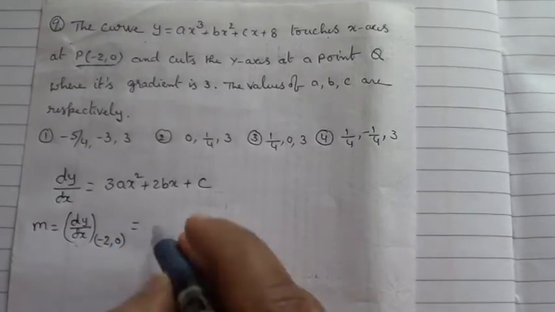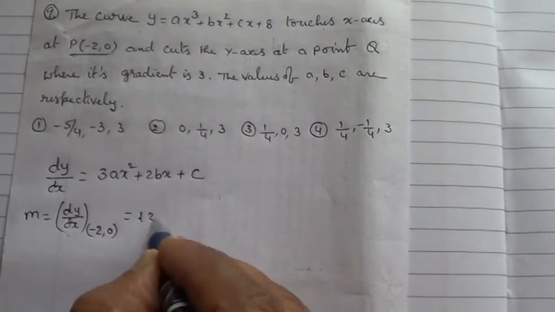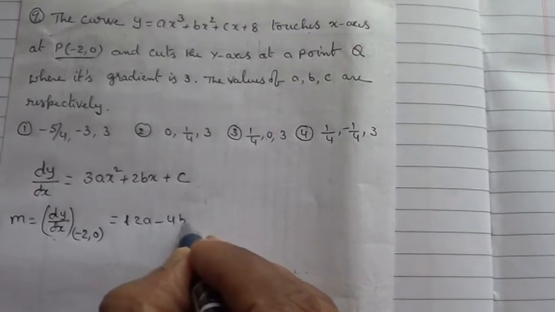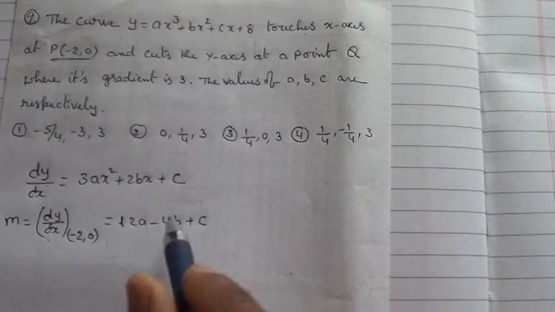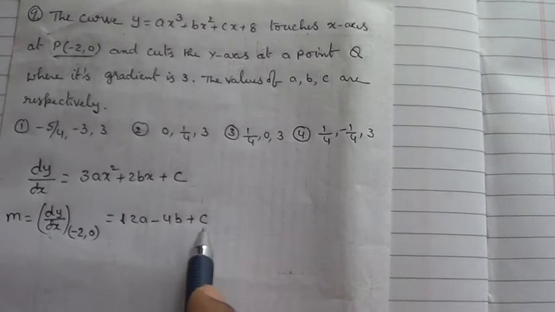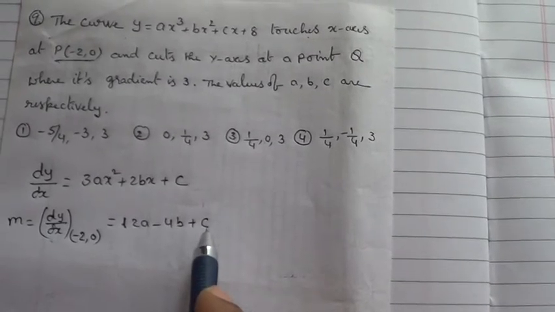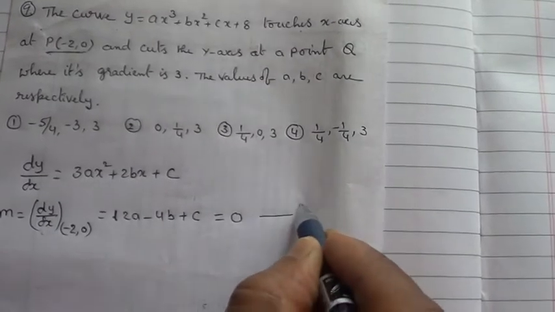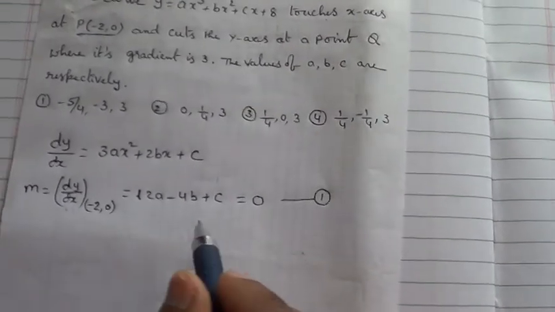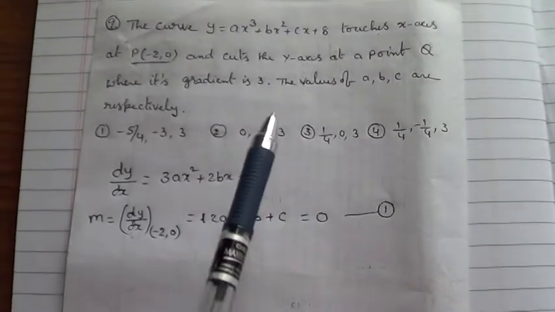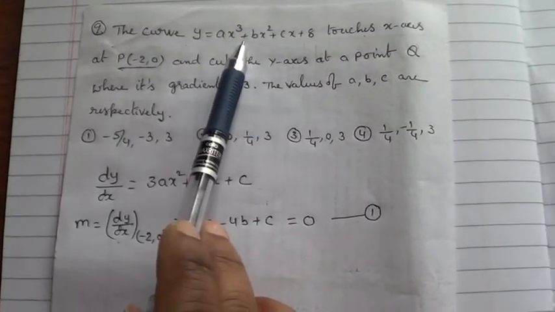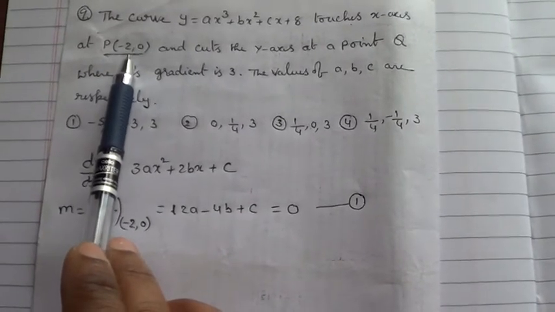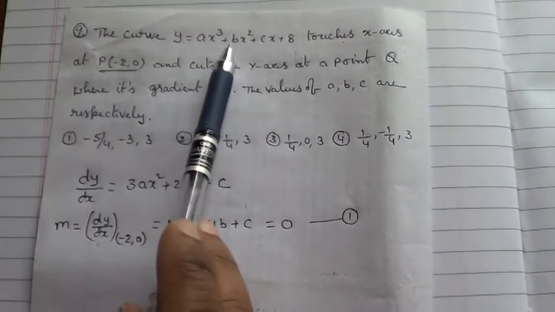Then what happens? Minus 12a, right? If you put minus 4b plus c, this is the slope of the tangent. But he is saying the x-axis is the tangent, so the slope must be equal to 0. That is the first relation we got. At the same time, one more point here. This curve touches the x-axis at the point (minus 2, 0). That means this point lies on the curve or not?